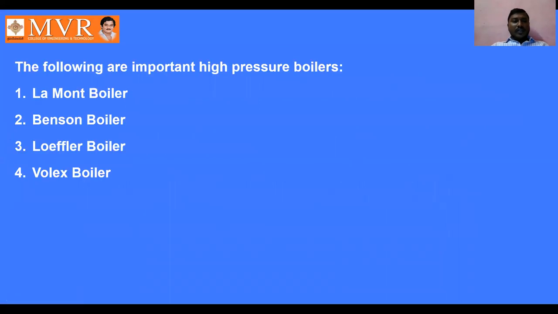We have the following important high pressure boilers which we use in thermal power plants or steam power plants: Lamont boiler, Benson boiler, Loffler boiler, and Velox boiler. These are some of the high pressure boilers which we use. In this video, we are going to learn about the Lamont boiler.